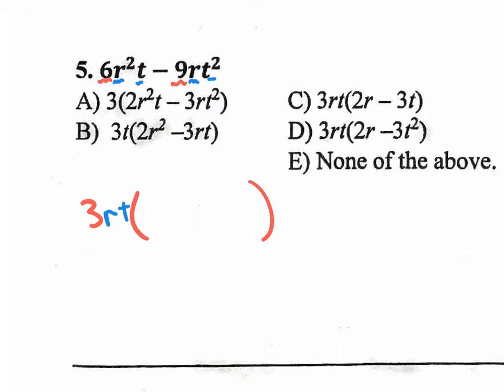So if I do pull out a 3RT, what would be left on the first term? Your first term would be a 2R, because 3 times 2 is 6, R times R is R squared, and the T times 1 is T. Over here, 3RT times what? It'll get you a negative 9RT T squared. That would be a minus 3T, because 3 times negative 3 is negative 9. R times 1 is R. T times T is T squared. So that is our answer. And the correct answer there would be C.